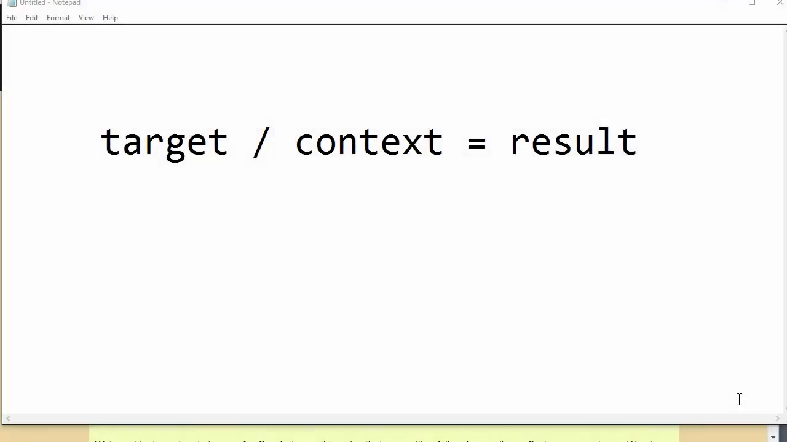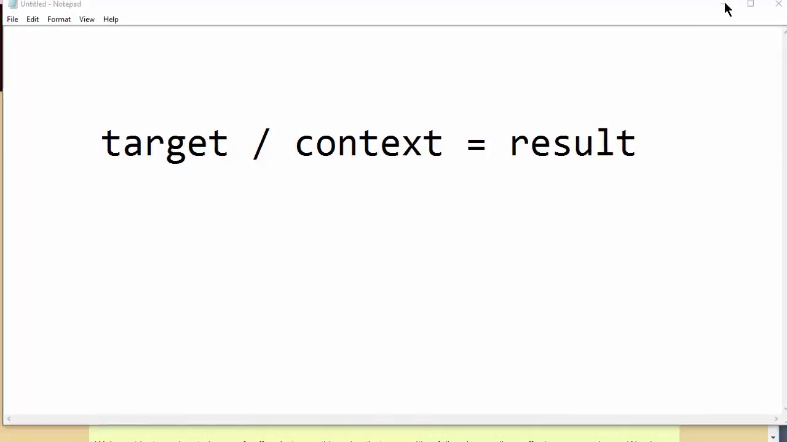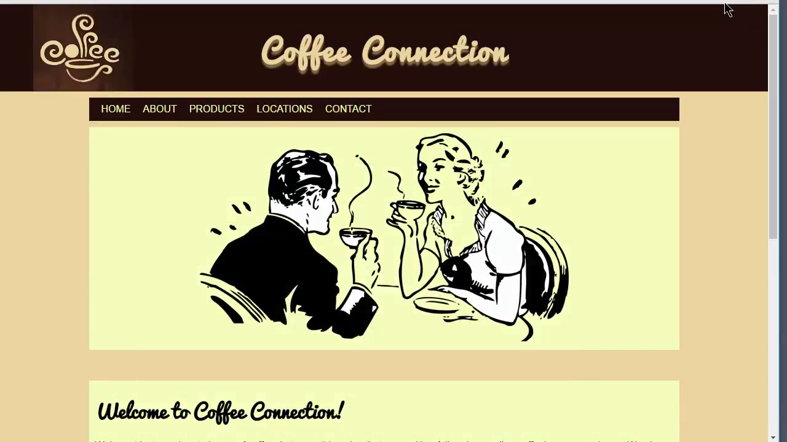In this video, I would like to go over the target divided by context equals result rule, a very popular rule used in responsive design. It is used to figure out the width that you need from pixel values. All right, so let's take an example here. And we will demonstrate this rule with respect to creating a responsive image.